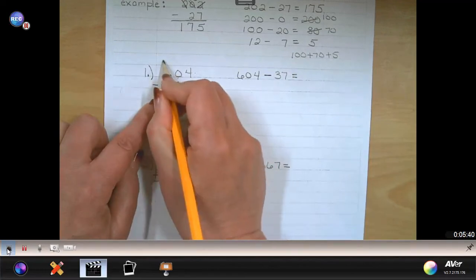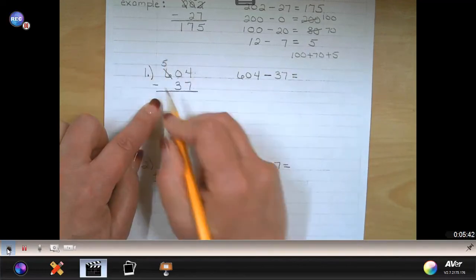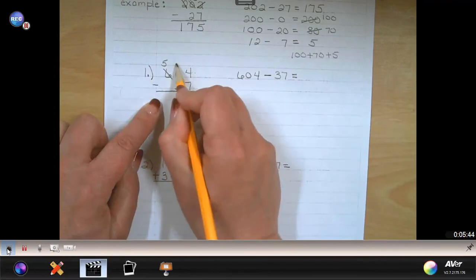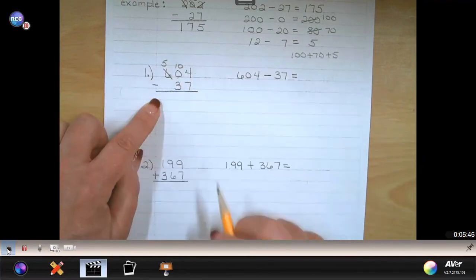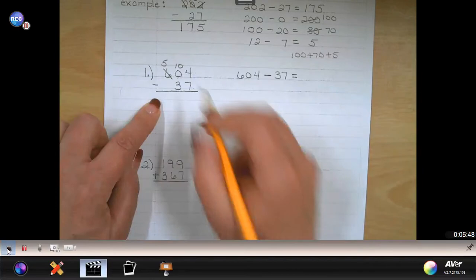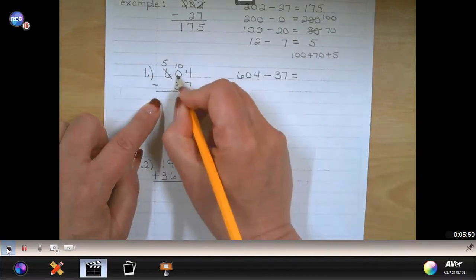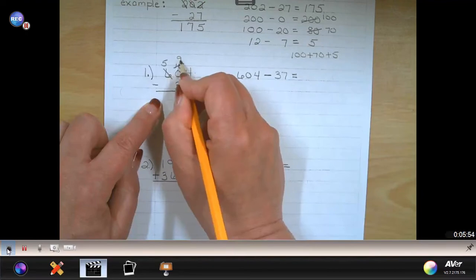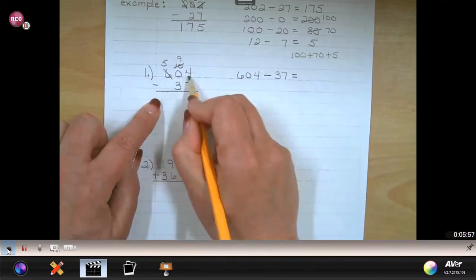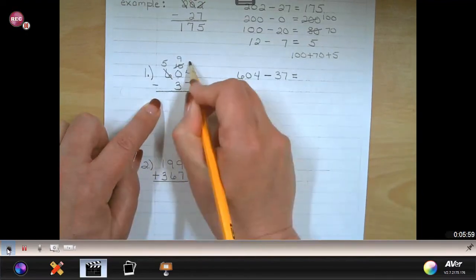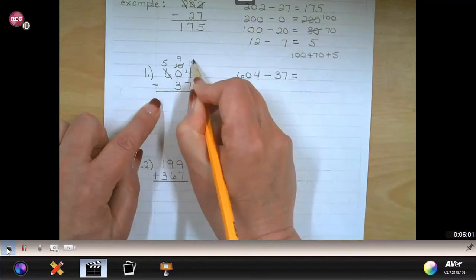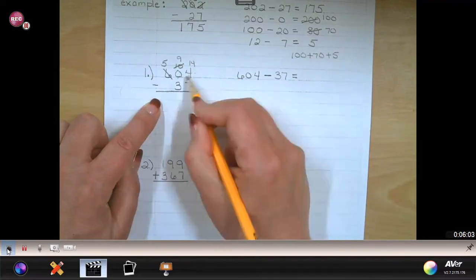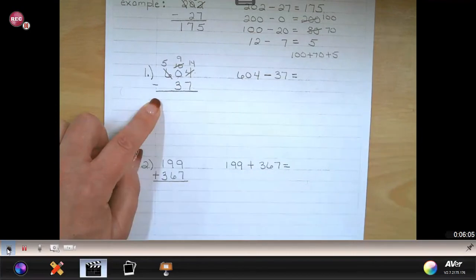I'm going to borrow one of those hundreds, and I'm going to group it over here as 10 tens, because what is 10 tens? It's 100. And then once I borrowed my 10 tens, now I can borrow again and regroup that 10 here with this 4 for the ones, 14 ones. So no longer do I have 4 ones, I have 10 and 4, which makes 14.